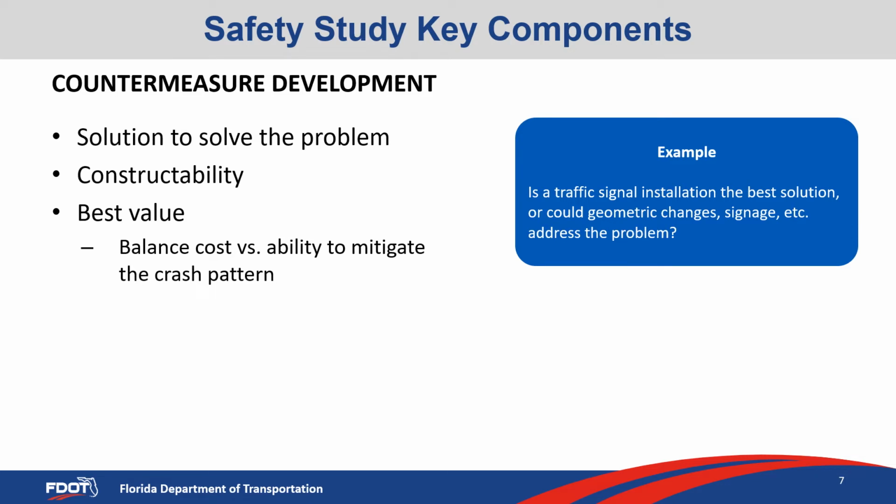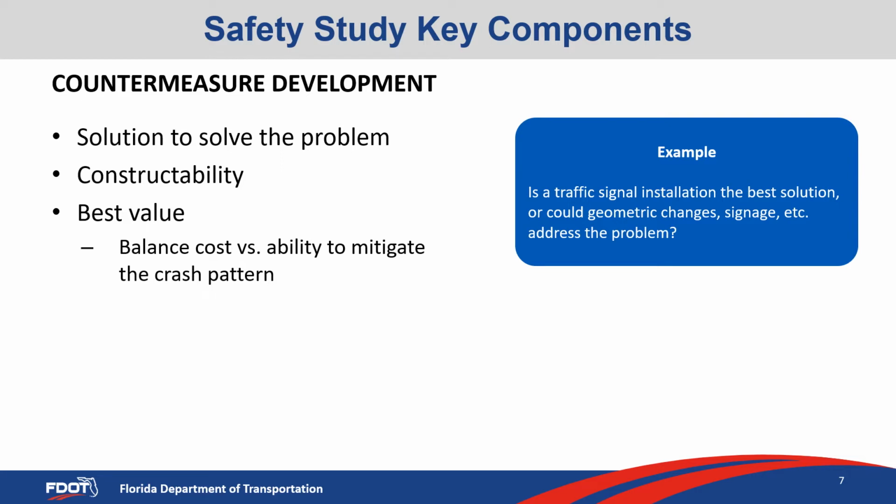Now that the crash data analysis has been done, some preliminary ideas have been brought forth, and the field review has been conducted, the next step is to actually develop the proposed countermeasures for the specific location based on what has been observed. It's key to say, does the solution solve the problem? Looking at the crash patterns, the behavior in the field, what is the most suitable set of options that could actually mitigate the crash problem or behavioral problems that are being observed in the field and demonstrated through crash data.